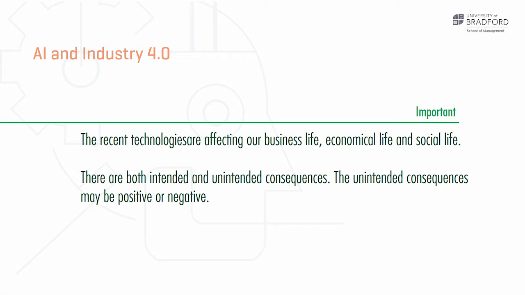So far, we have enumerated a number of intended consequences of Industry 4.0 applications with artificial intelligence that help our lives and improve the quality of our lives and solve many problems in business and also for our social interactions. How about unintended consequences? Unintended consequences may be of two types. Some of these could be positive unintended consequences, and some could be negative unintended consequences.